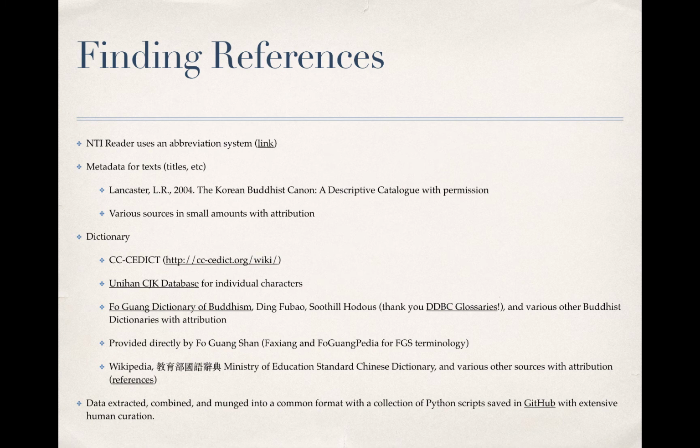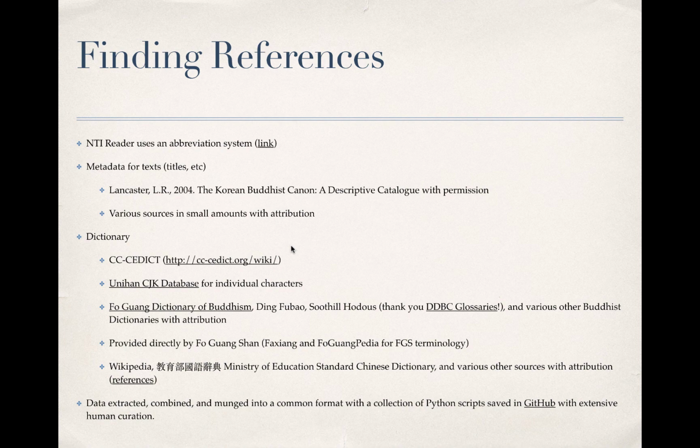Okay, so finding references. Most of the entries in the NTI reader have references which are given with this system of abbreviations, which I'll show in a minute. The titles of the texts are also given there using, where possible, the translations from Professor Lancaster's Korean descriptive catalogue of the Korean Buddhist canon.